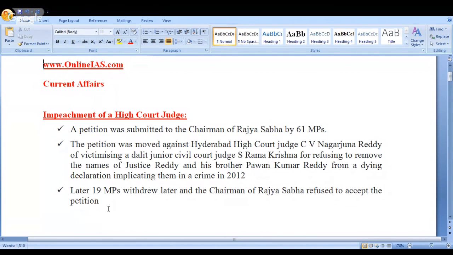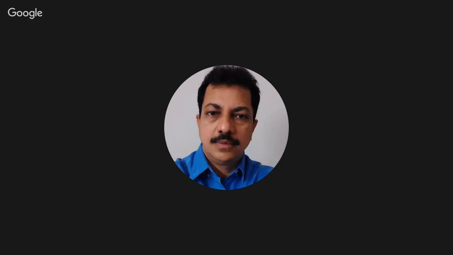And next, later, what happened? The 19 members of parliament withdrew, and the chairman of the Rajya Sabha refused to accept the petition. Am I clear? See here. When it comes to removal of judges, very rarely will it come into the picture. Otherwise, taking the initiative and getting the support of 50 members in the Rajya Sabha or 100 members in the Lok Sabha is a really very difficult task. Until and unless the charges are very severe, it becomes very difficult to initiate the procedure.